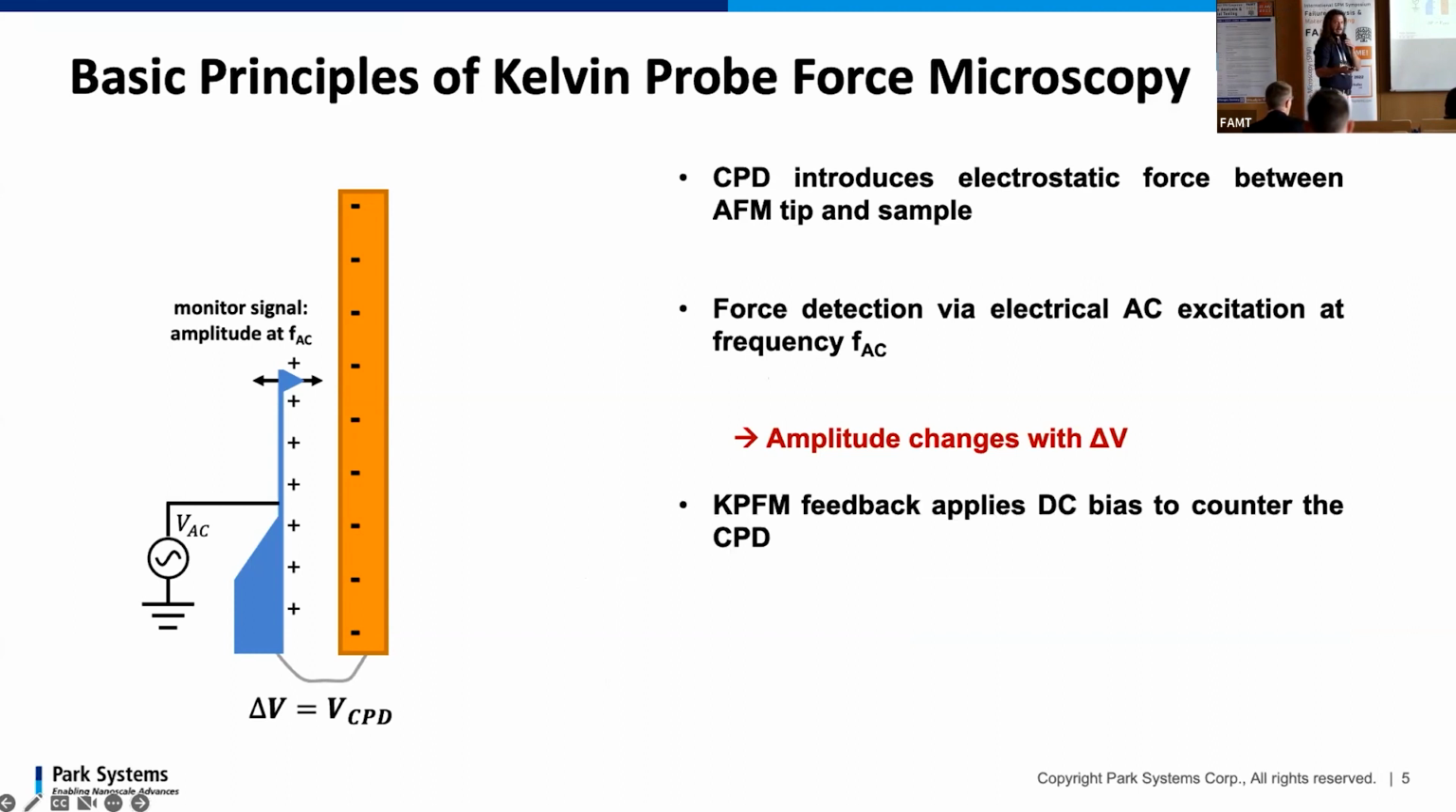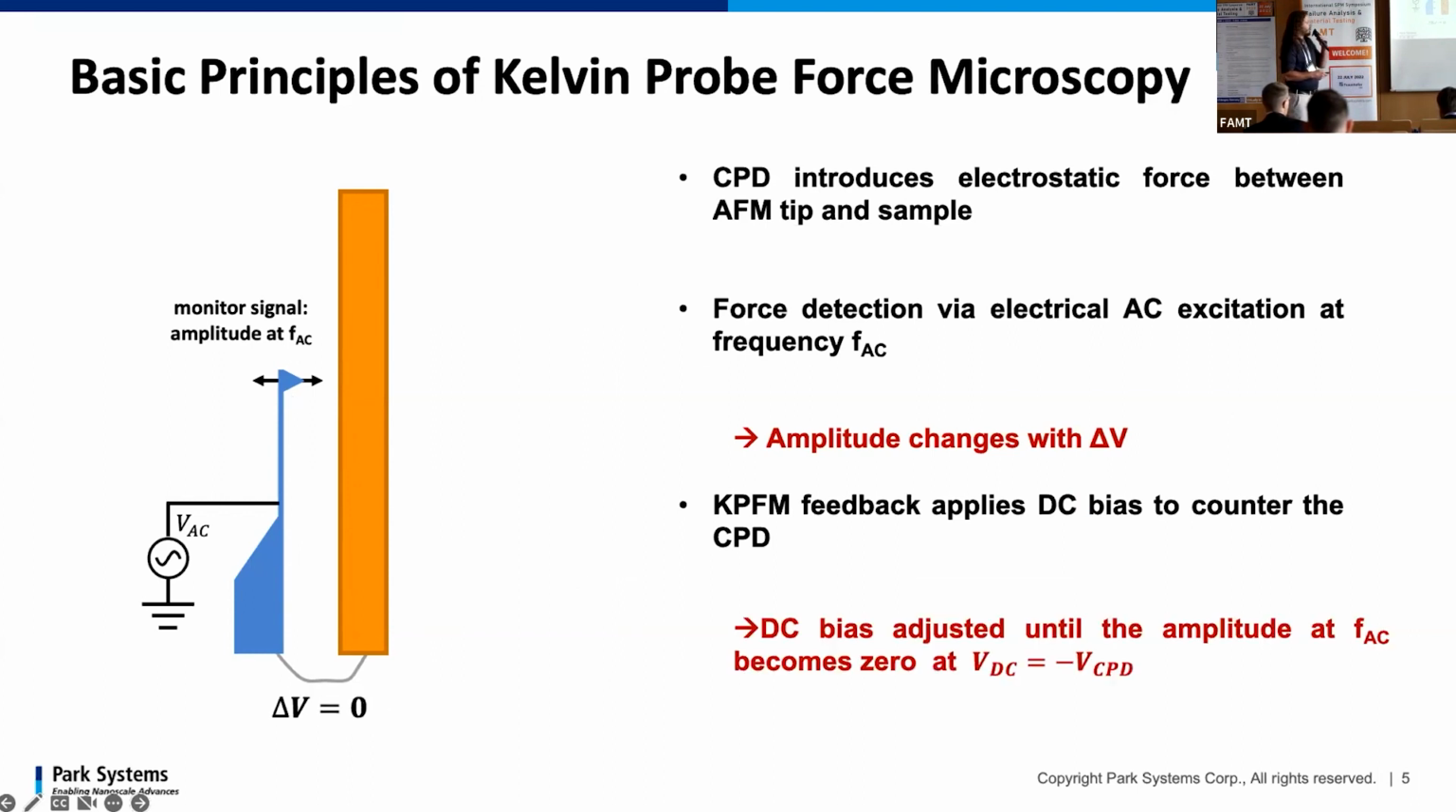Our KPFM feedback now works in a way that we also apply a DC bias to counter this contact potential difference, which in essence means we apply a DC bias to push these electrons back to the original place, removing the charges. And when the amplitude of this excitation becomes 0, we exactly equate our DC bias to the negative contact potential difference. And this allows us to map basically the work function, for example, on a nanometer scale.